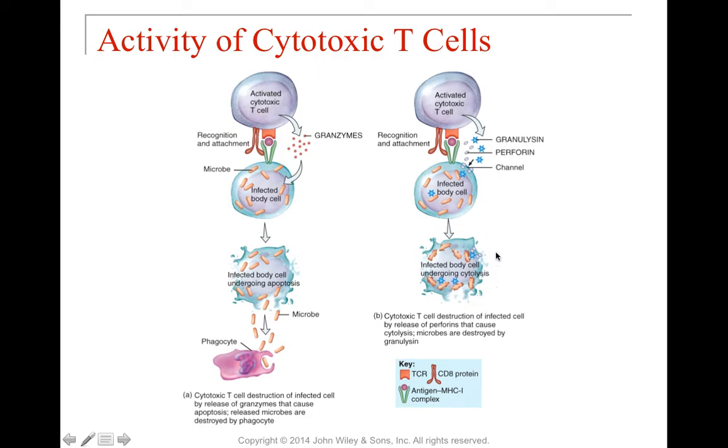But my point is that this occurs not only for the infected body cell, it also is going to affect all of the microbes that are in there. So there's no need for the phagocyte to be present. The microbes are destroyed directly by the granulysin. Both of these pathways are going to result in the destruction of the infected body cell, but also result in the elimination of the microbe that has caused the infection.